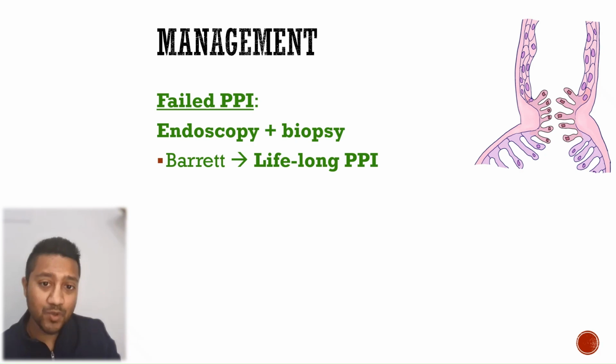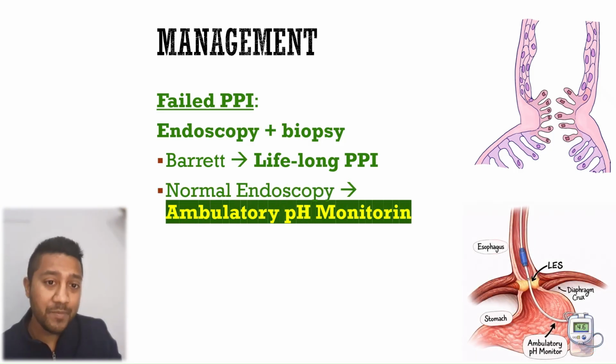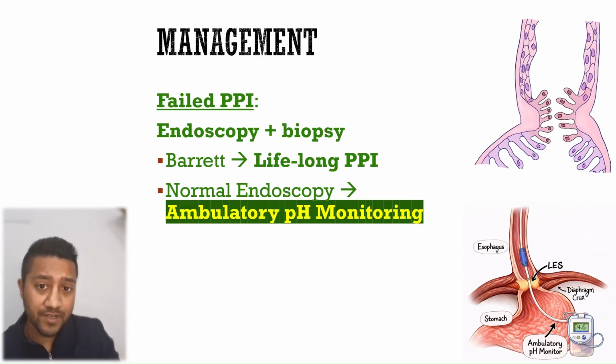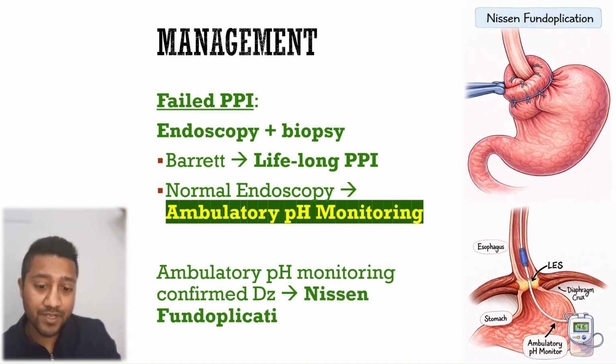If the endoscopy looks normal, as it should in patients with GERD, then you still have to try and confirm the diagnosis of GERD. In that case, the next step will be to perform an ambulatory pH monitoring, which is your gold standard for the diagnosis of GERD. If the ambulatory pH monitoring senses very high levels of acid proximal to that lower esophageal sphincter, then boom, you've confirmed your diagnosis of GERD, and you can consider surgical interventions as a possible next step for this patient. For example, something like a Nissen fundoplication.